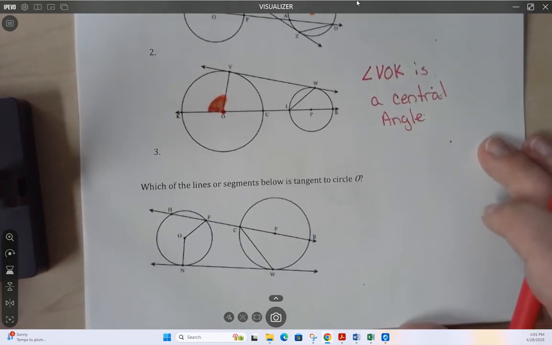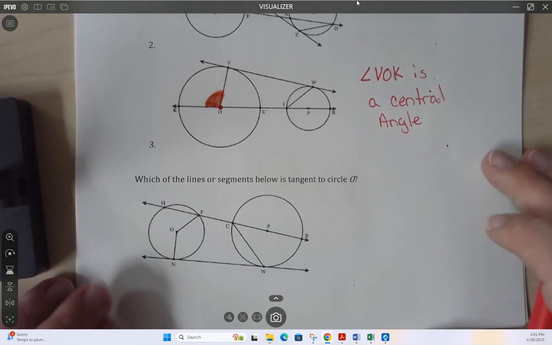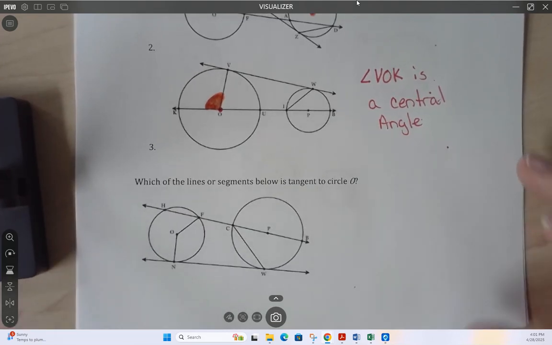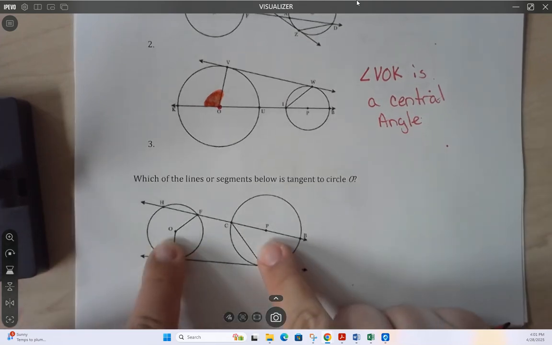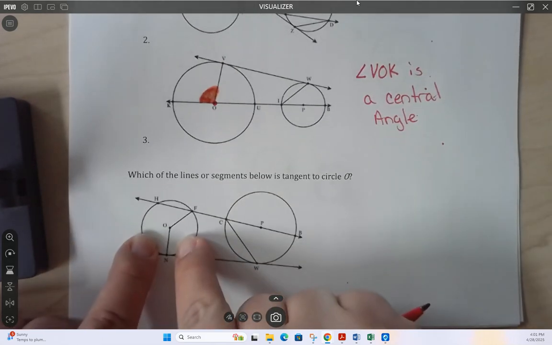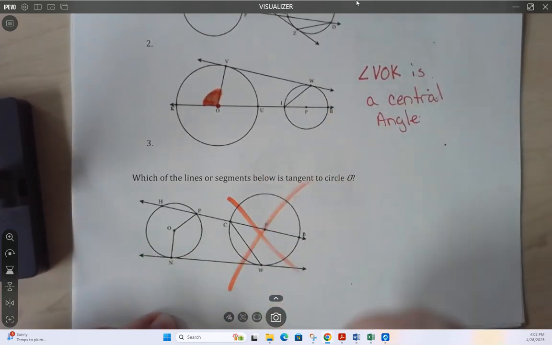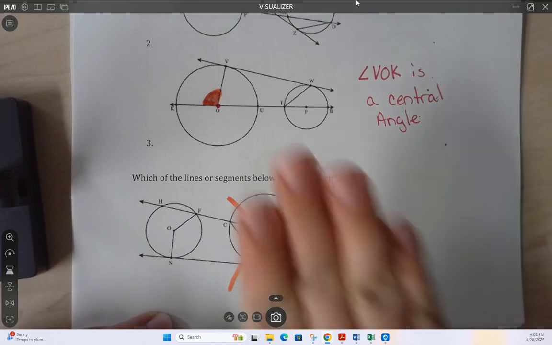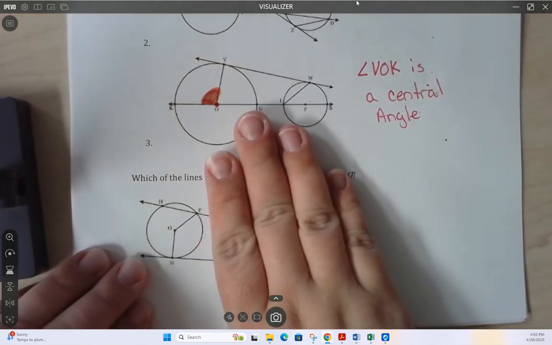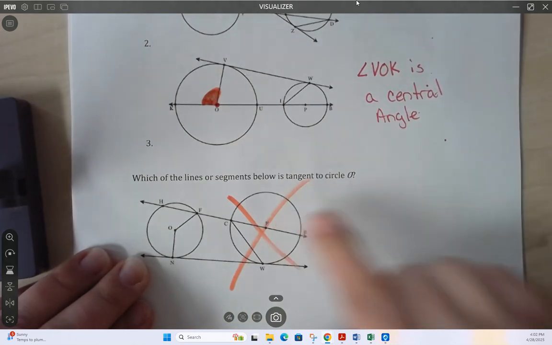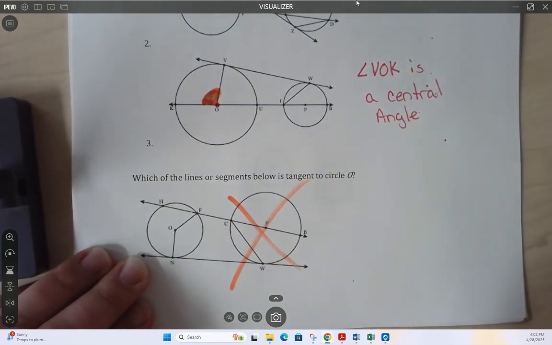Now, our last one here is going to look at these tangents. So which of the lines or segments below is tangent to circle O? So again, we have to decide which circle is circle O. That's one with point O in its center. So in our centers, we have O and we have P. It means I'm looking at the circle only. Again, if you need to, cross that one off. We don't care about circle P for this question. We're not looking for one that's tangent to circle P. And tangent means it touches in only one place.